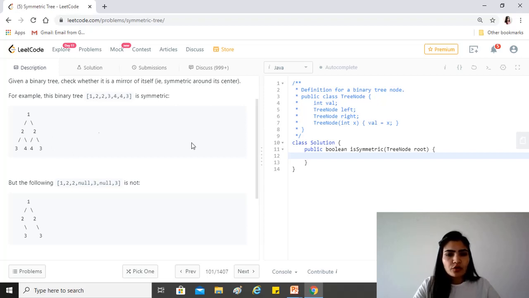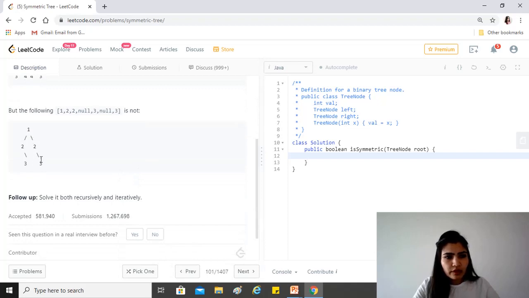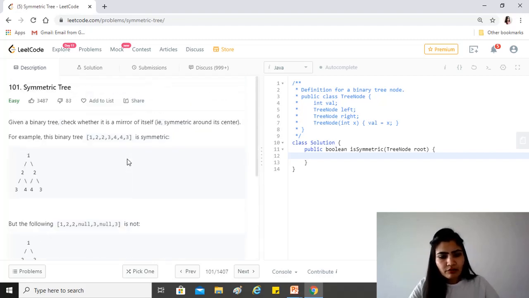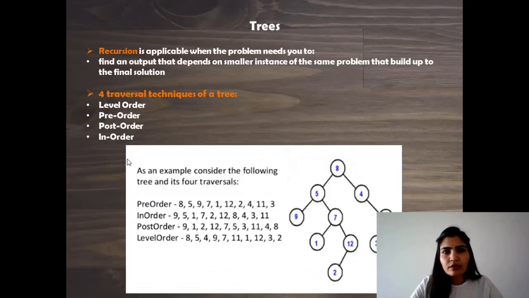Okay, so this is another example. In this case, as you can see, this is not a symmetric tree, because although it appears to be, when you flip it, it would not give you the same halves of the tree. So that's why this is not. So let's have a look at the number of ways we can use to solve any question on trees.